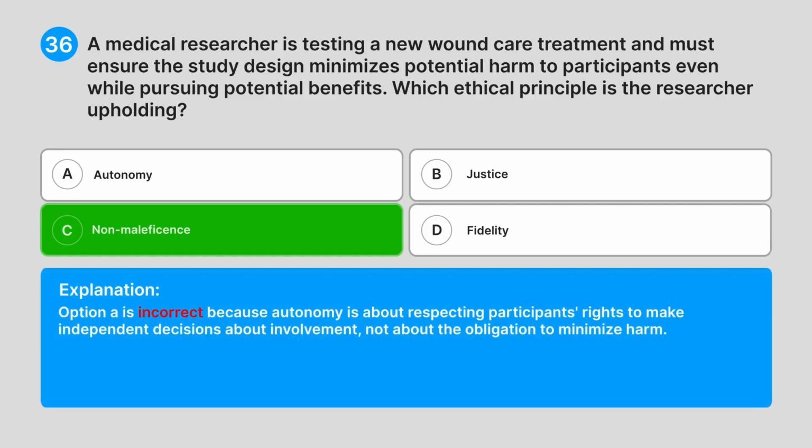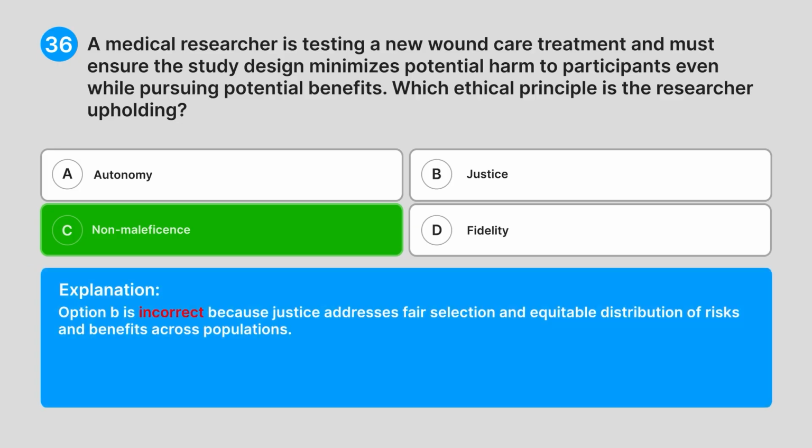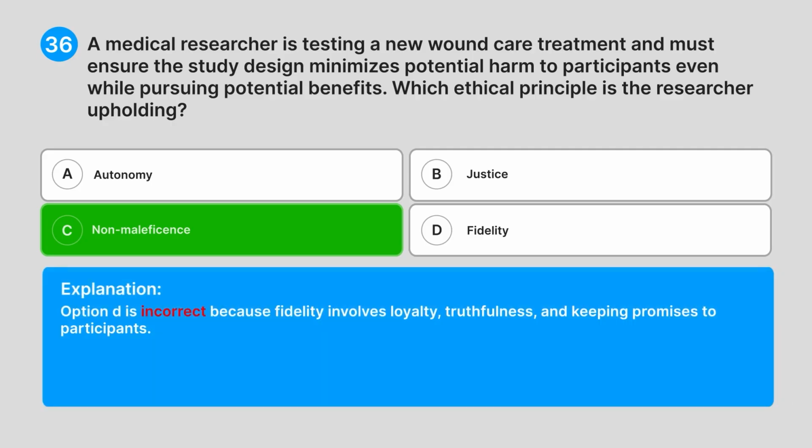Option A is incorrect because autonomy is about respecting participants' rights to make independent decisions about involvement, not about the obligation to minimize harm. Option B is incorrect because justice addresses fair selection and equitable distribution of risks and benefits across populations. Option D is incorrect because fidelity involves loyalty, truthfulness, and keeping promises to participants. This tests your understanding of a critical ethical principle in medical research.